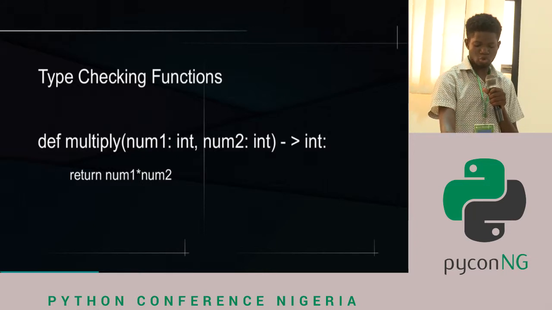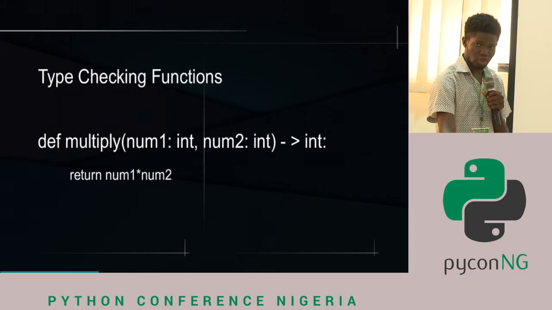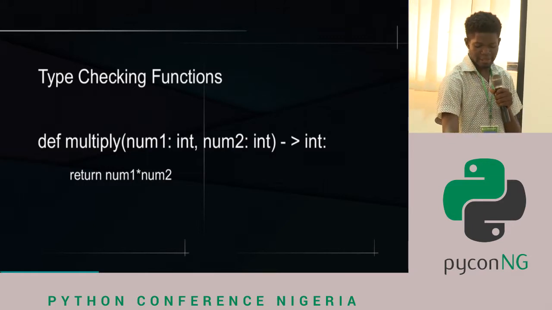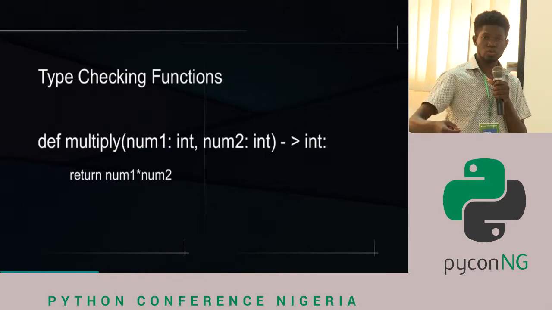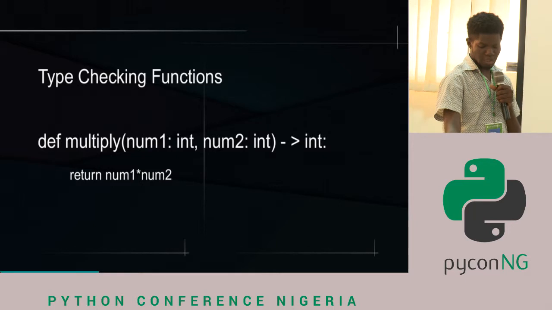If you want to add types to your function, this is how you do it. You can see the function argument. You just use colon integer. Then the integer after the arrow is the type of the return value. So that's an integer also.